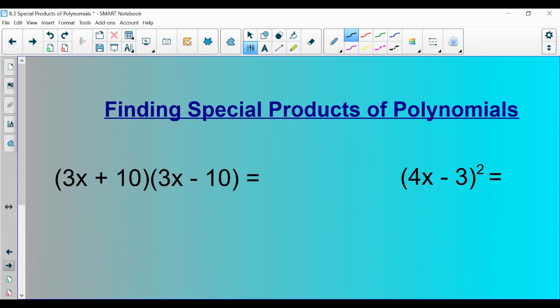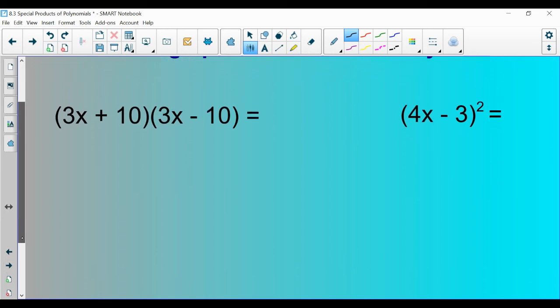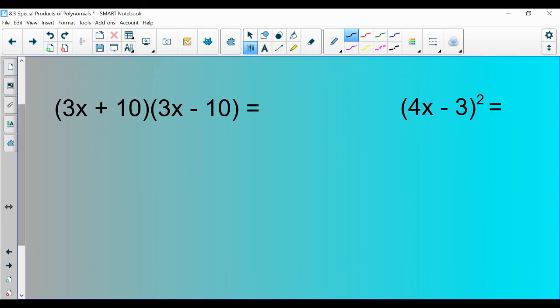So I'm going to go ahead and pause it here. You guys go ahead and try both of these problems. You can use the shortcut or you don't have to. I would suggest trying it, see if it works. And then when you're ready, go ahead and push play and we'll go over it together.